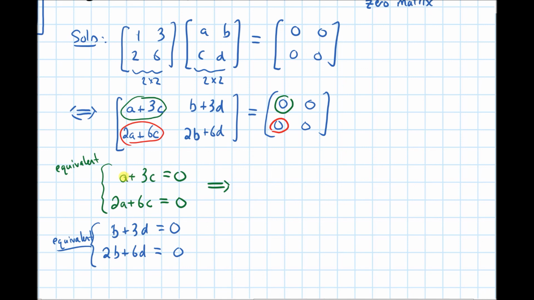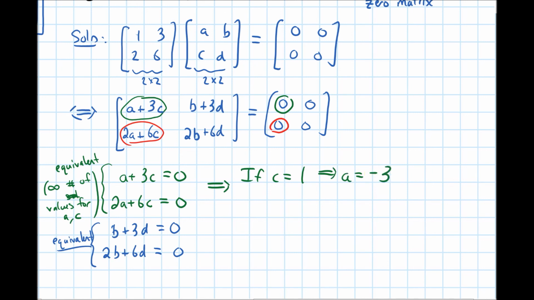And if I only work with one of them, I'm actually going to get an infinite number of values for a and c, because the second equation is sort of equivalent to the first. And if I just work with the first, I could pick whatever I want for c, like maybe I'll pick c equals 1. And if I did that, I would get that a has to be -3.